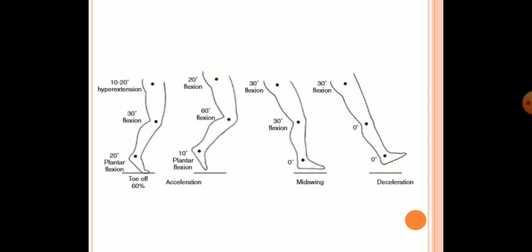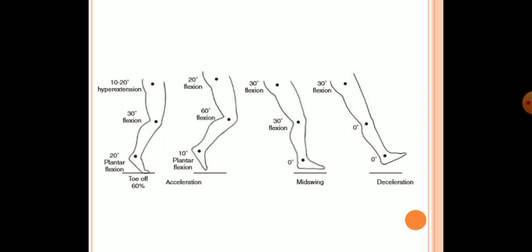And next is the swing phase. During swing phase, what happens? Again, the hip joint is going for maximum flexion. That means we are taking our limb forward. So what happens during the acceleration phase? The hip joint will go for 20 degrees of flexion, the knee joint will go for a maximum of 60 degrees of flexion, and there will be 10 degrees of plantar flexion.